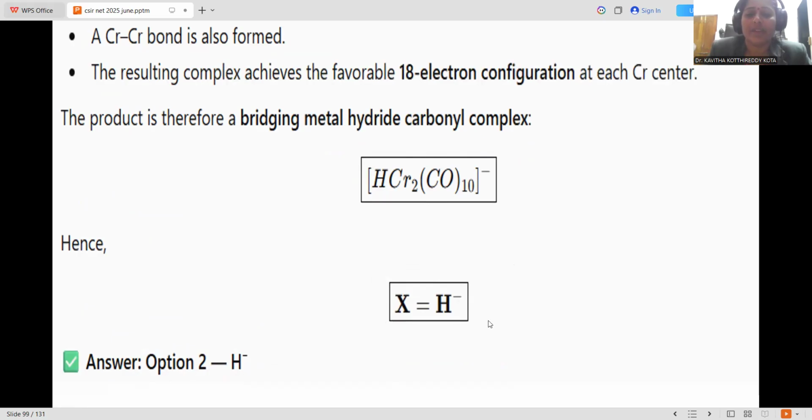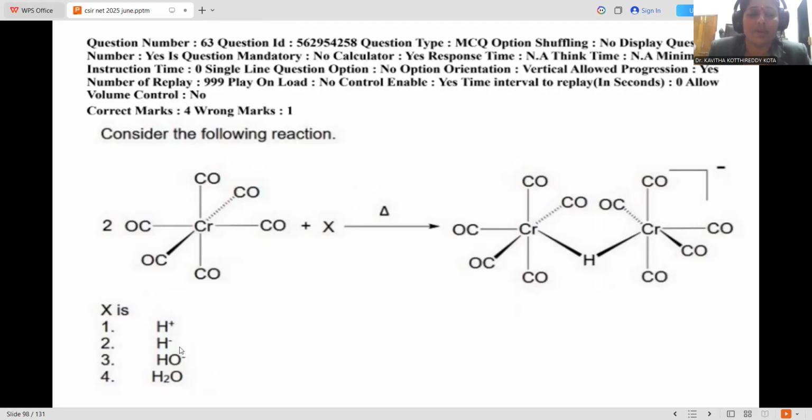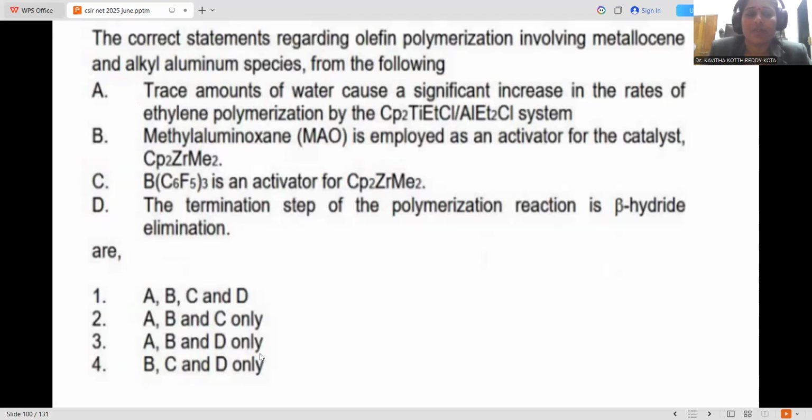According to all the information we gathered, X is hydride ion, which is given in option number 2. So option number 2, H minus, is the correct answer. For question number 63, option 2 will be the correct answer. Move on to question number 64.